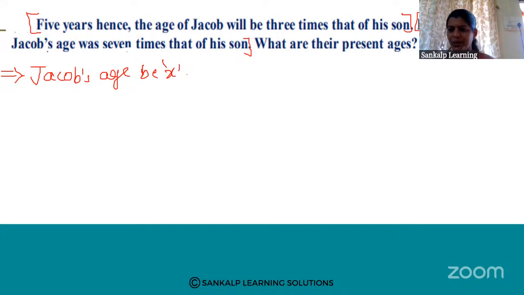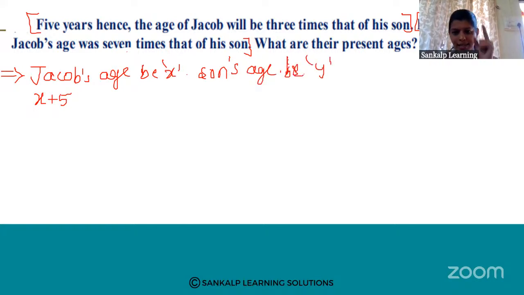That means after 5 years. So 5 years hence means X plus 5. X is Jacob's age. After 5 years means X plus 5. The age of Jacob will be 3 times that of his son. Okay. So consider his son's age is Y. Okay, son's age be Y. Consider Jacob's age is X and son's age be Y.